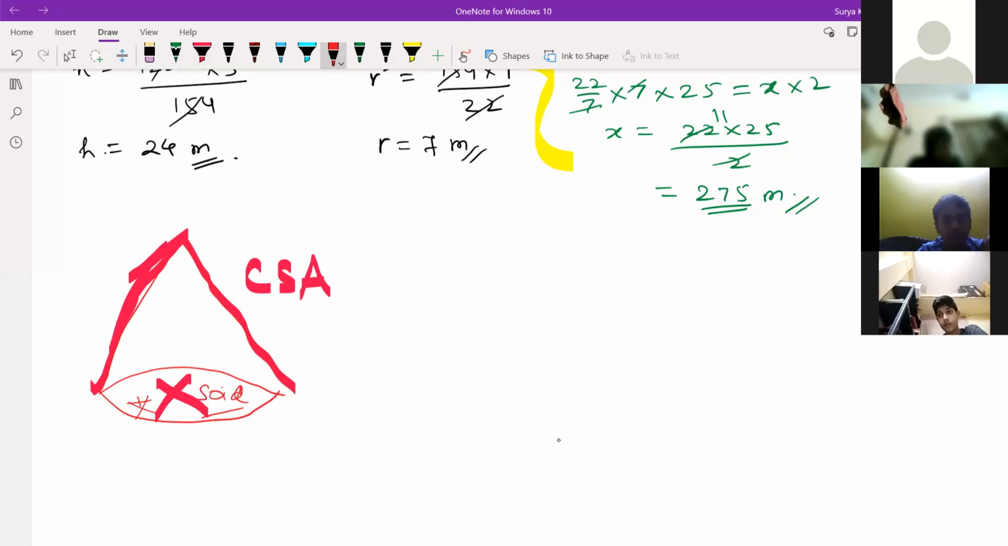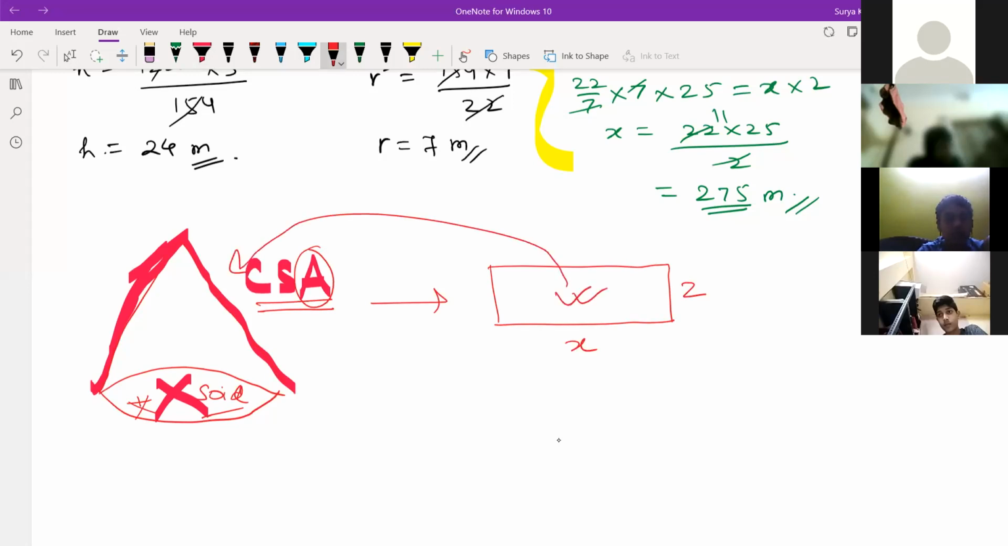All right, children. So the CSA of the cone, whatever area you get for this CSA part, that is the area of this rectangle. Is it clear, Bhumika? Yes, sir. So with the help of this cloth only we are going to make this CSA of the cone. Is it clear now? Yes, sir. So what we have to do is, curved surface area is nothing but area of rectangle. Understood? Or you can write area of canvas. Area of CSA is nothing but pi r l is equal to x into 2. Hope you understood now, right?